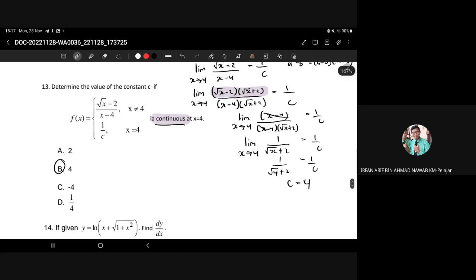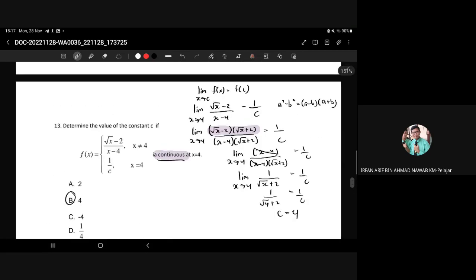No problem. So continuity, what are the criteria for it to be continuous? First, f of c must exist. The limit as x approaches c for a function must exist. Therefore, the limit as x approaches c is equal to f of c. Therefore, that is continuous. It has to fulfill all of the criteria which I mentioned just now. If not, then it is not continuous. Hopefully you guys remember.